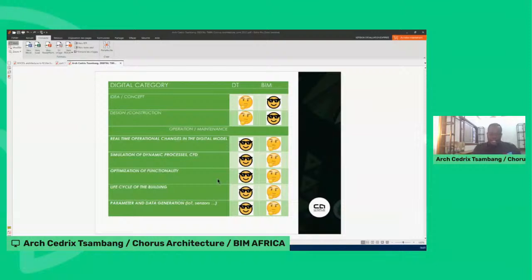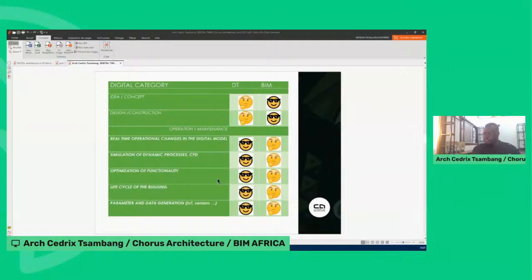But before advancing, there's sometimes a confusion between BIM and digital twins. Obviously, it's not one and the same thing, but they must go together. To better understand, we have some digital categories here. The ideal concept is better developed in BIM, because you don't absolutely need digital twins to develop the ideal concept.